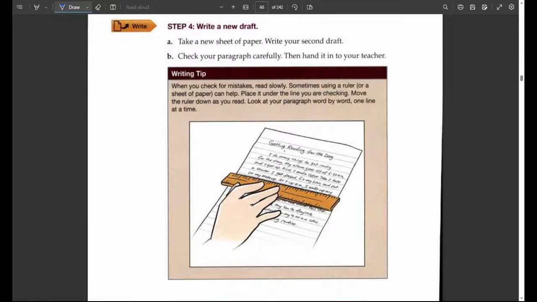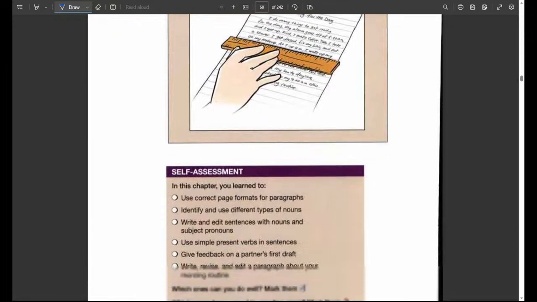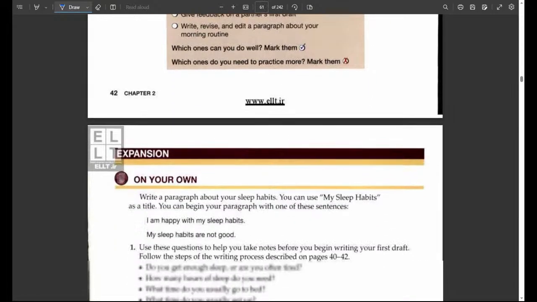So when you are checking this paragraph, you see that the title has been added there, and then these are the lines. Putting a ruler on each line and checking one line at a time is a very good idea.